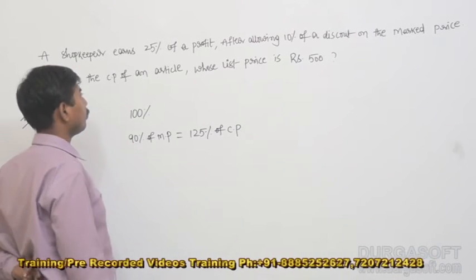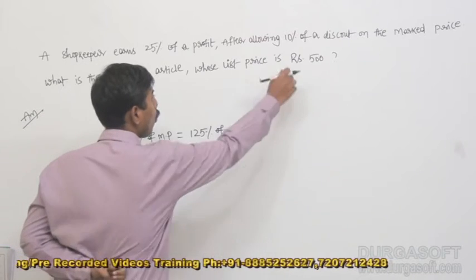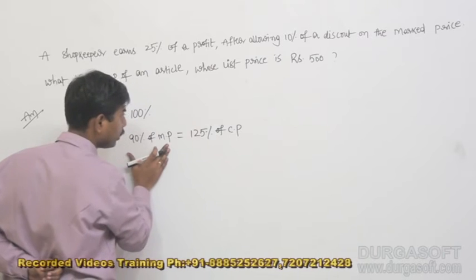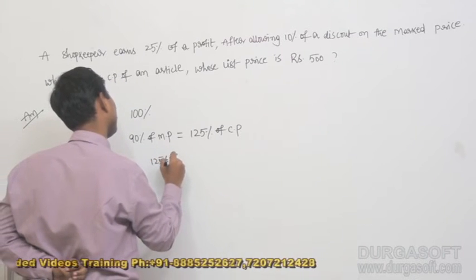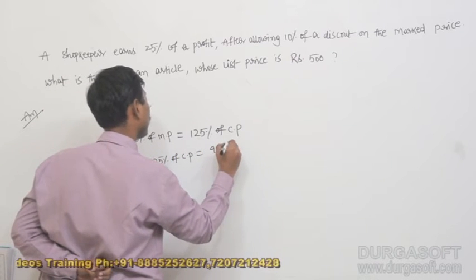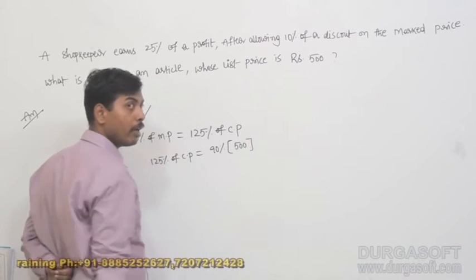125% of the cost price of an article is equal to 90% of the market price. The market price of an article, with respect to the given information, we already know is 500.